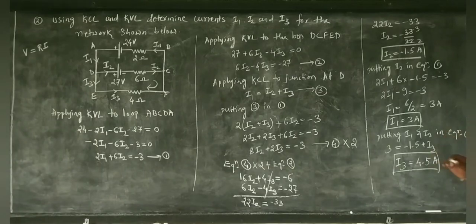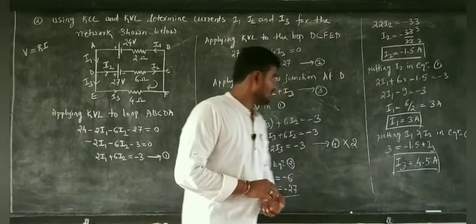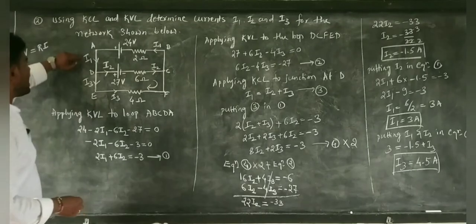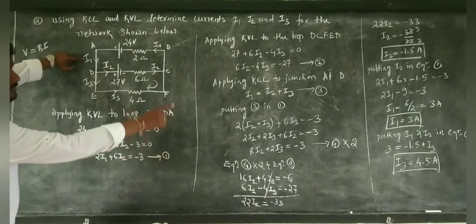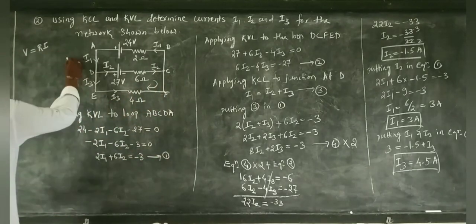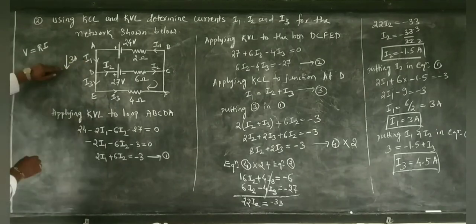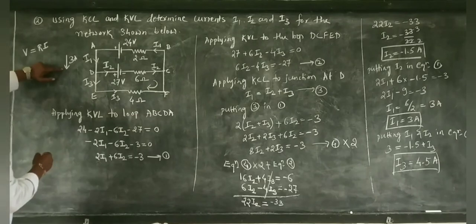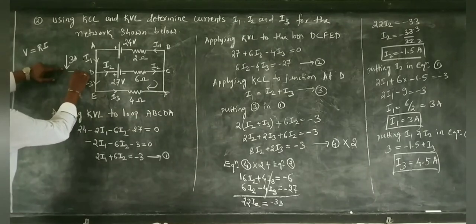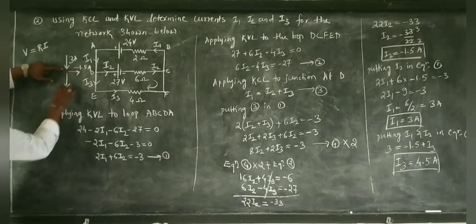Now I know all the values here, I1, I2 as well as I3. See here, I1 current is how much? I1 current is 3 ampere. Okay, and I2 is how much? I2 is minus 1.5 ampere. And I3 is how much?